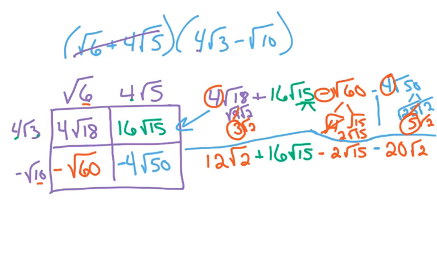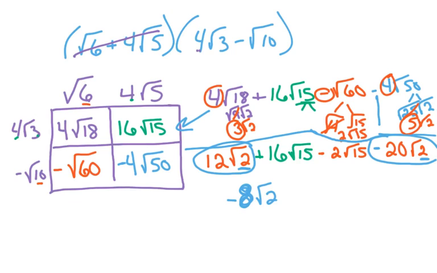Now I'm looking for any like terms, like radicands. Got a 2 here and a radicand of 2 here. So I'm going to combine 12 radical 2's, take away 20 radical 2's. So 12 minus 20 is a negative 8 radical 2.